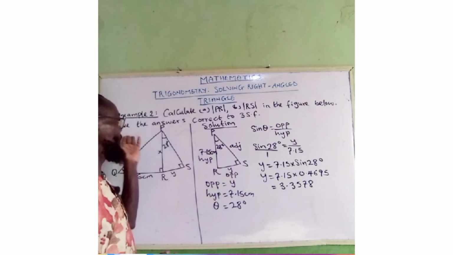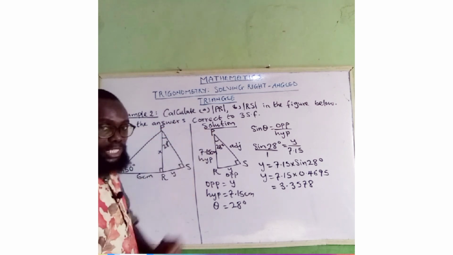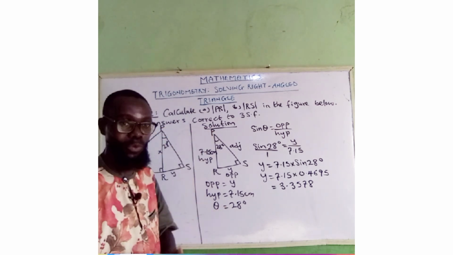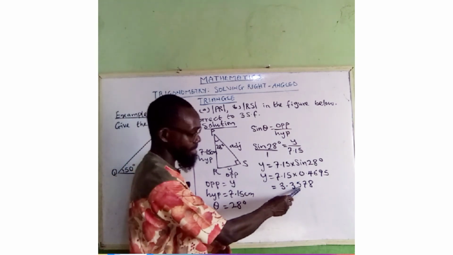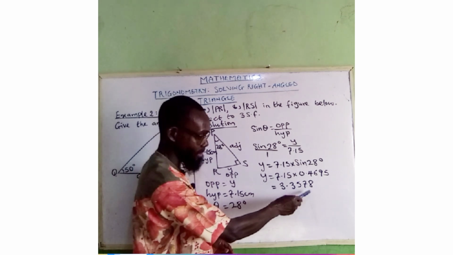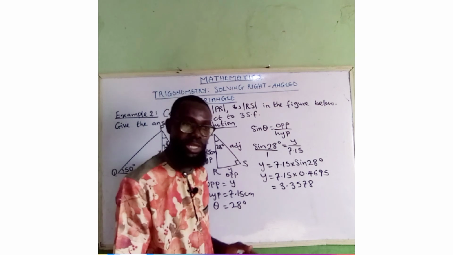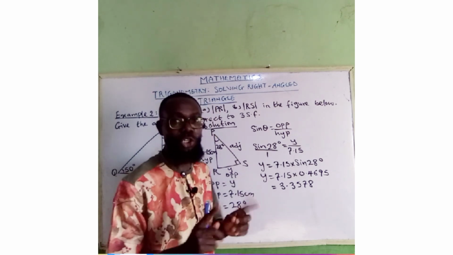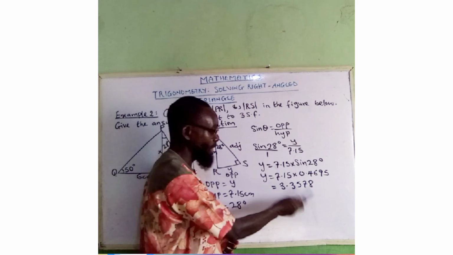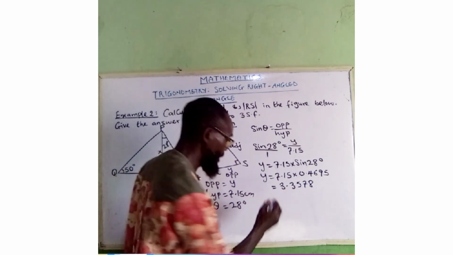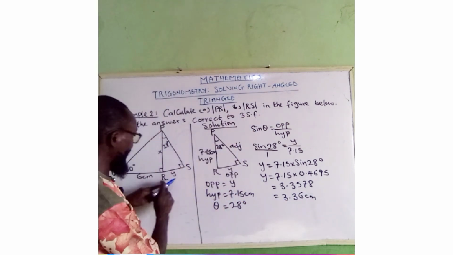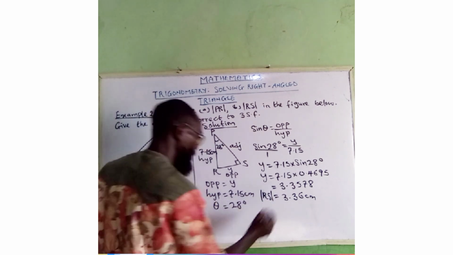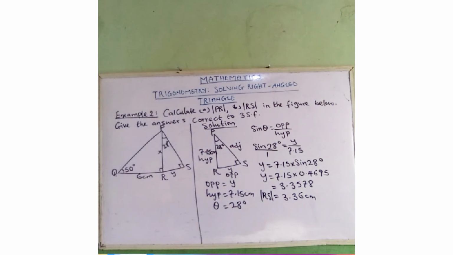The question says, give the answers correct to 3 significant figures. Now, we count from the first digit. 1, 2, 3. After this third digit, what do we have? We have 7. So any number between 5 and 9, you round up by 1. So this 7 becomes 1, and we add it to this 5, making 6. So we have 3.36 centimeters, which means our line RS equals 3.36 centimeters. That's the value of line RS.